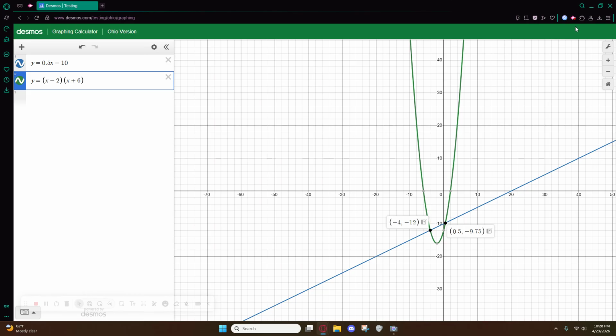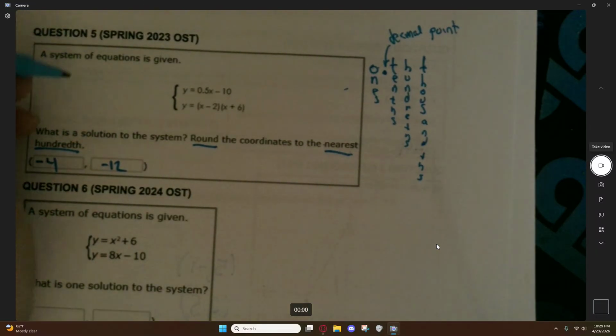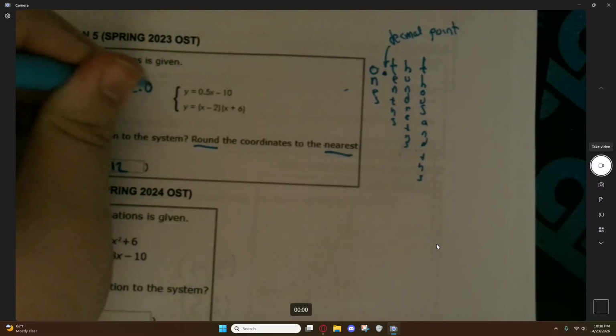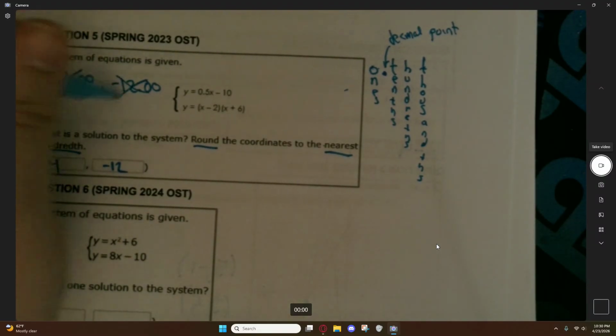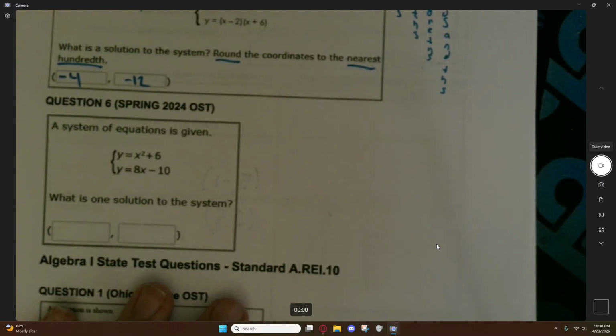Actually, I'm going to pause for a second because I want to see how specific they are about this question. Okay, we're back. When they say round to the nearest hundredth, sometimes even if the answer is, for example, in this question, -4, -12, they'll get really specific and want you to put -4.00 and -12.00, but that's not the case. They will just accept -4, -12 as the correct answer.